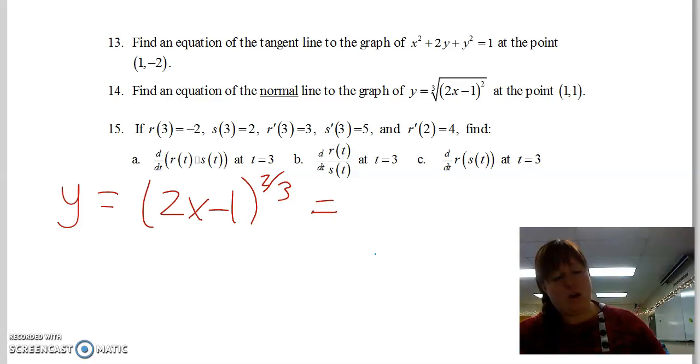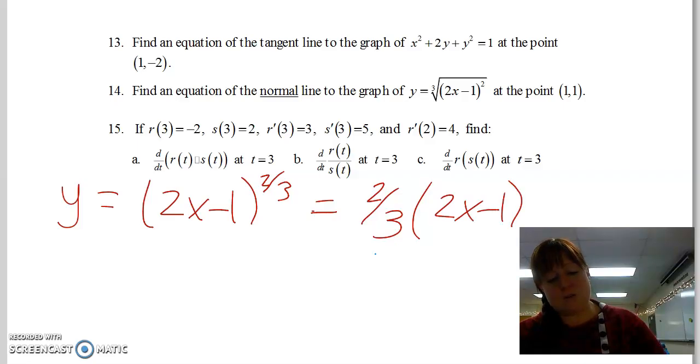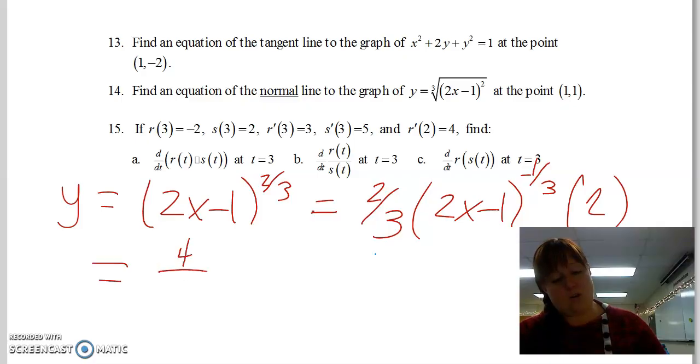So we're going to go 2/3 times, the inside stays intact, and then we subtract 1 from that exponent, so we're going to get -1/3 there. And then we tack on the derivative of the inside. So we have 4/3, because this 2 comes up and multiplies by the 2/3. We have 4/3 times (2x minus 1) to the -1/3.